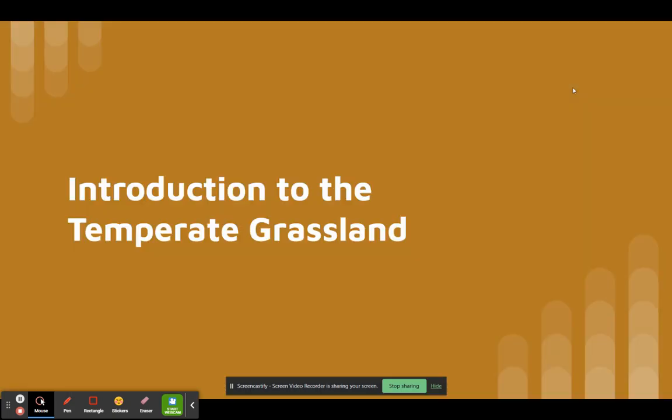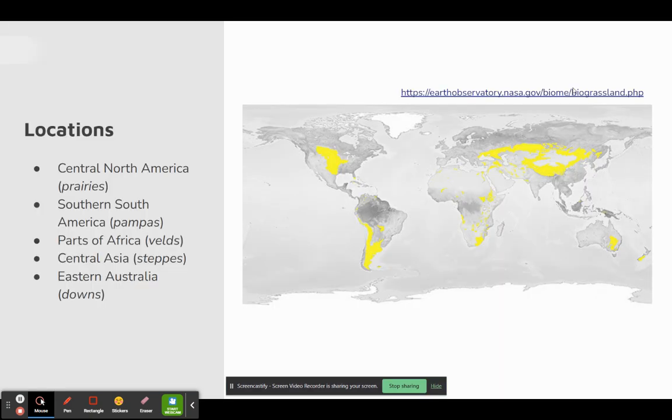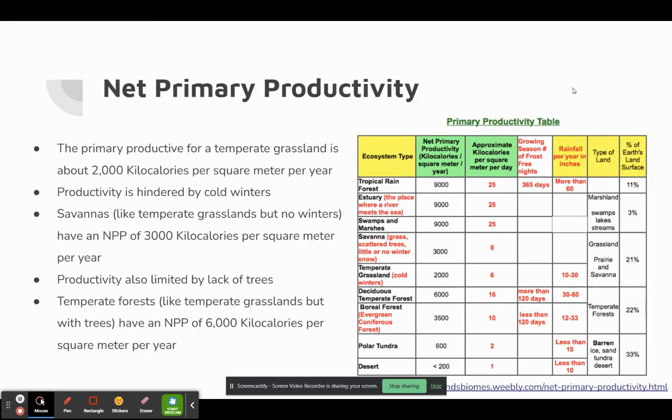So, I'm going to start with an introduction to the temperate grassland and just some basic information about what it is and what lives there. The temperate grassland is located on every continent except for Antarctica. It has different names depending on the continent. In North America, known as a prairie, South America, the pampas, in Africa, the velds, in Asia and Europe, the steppes, and finally in Australia, downs. So, it's a very versatile biome.